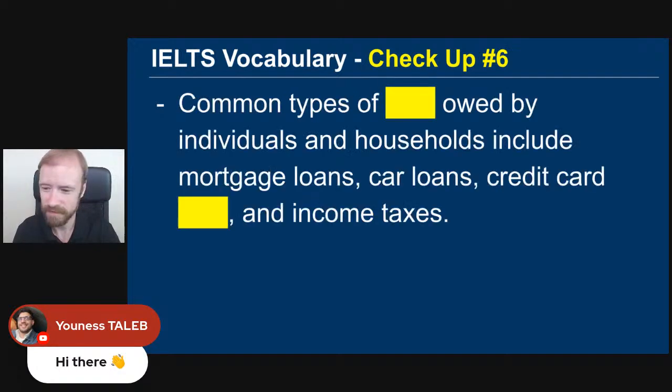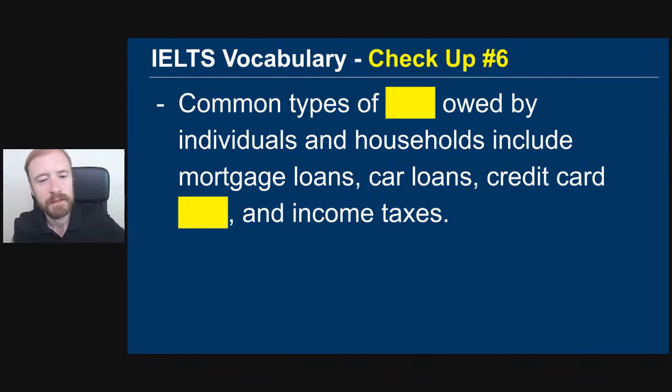Number 6. Common types of blank owed by individuals and households include mortgage loans, car loans, credit card blank, and income taxes. We have 2 blanks. What word goes in both blanks? It could be the same word. It could be a different word. I don't know. Put your answer.